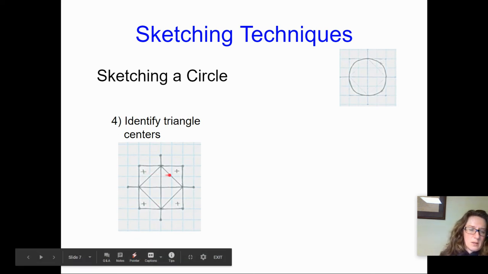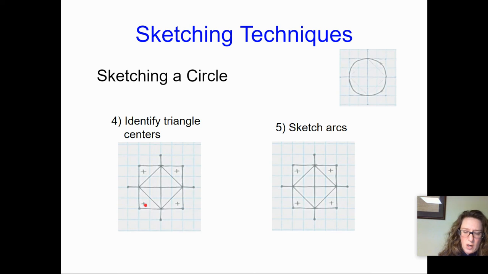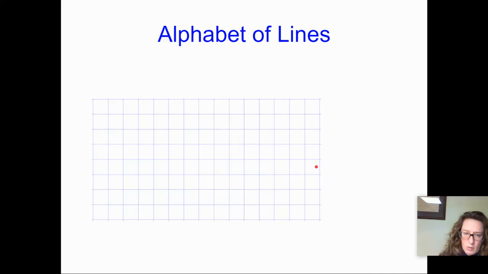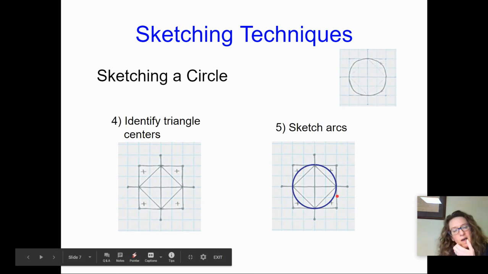You're going to identify the triangle centers there. And then you're going to sketch the arcs. Now the arcs go from this vertex here through the center of the X to the next vertex, through the center of the X to the next vertex, and through the center of the X to the next vertex. And then there's our circle.